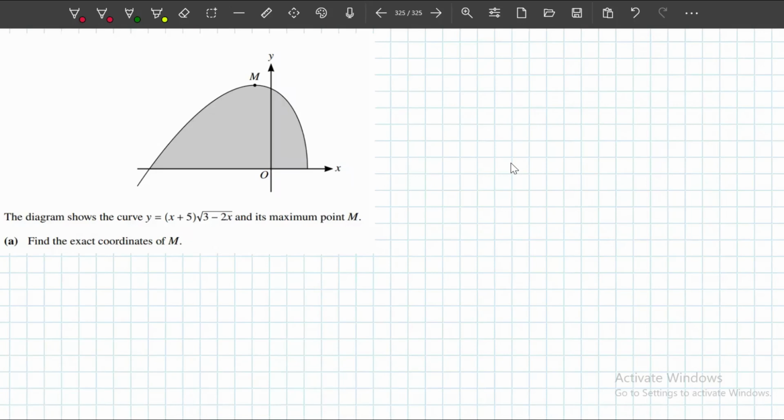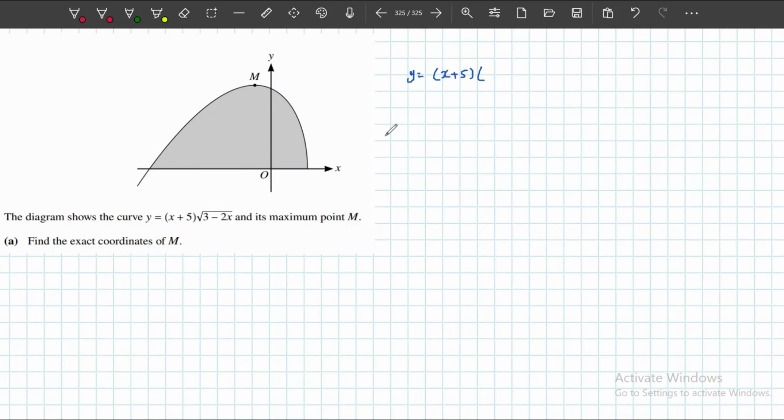Hi viewers, we will solve here one question related to maximum point. Here we have a diagram which shows the curve y is equal to (x plus 5) square root of (3 minus 2x) and its maximum point M. So first of all, we will find out the derivative of this curve.